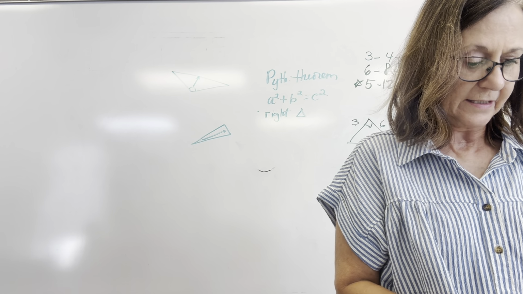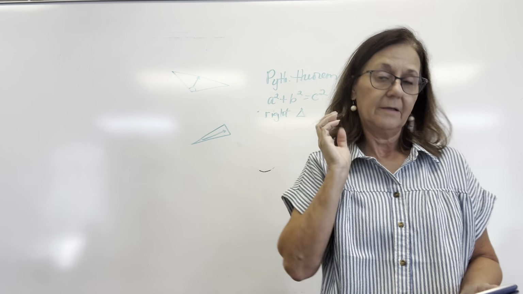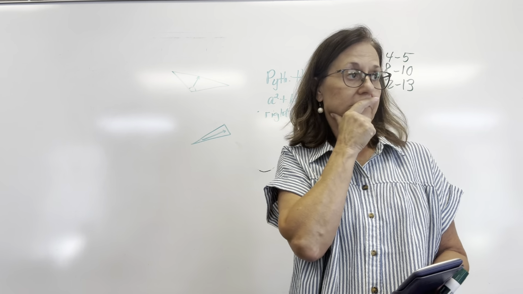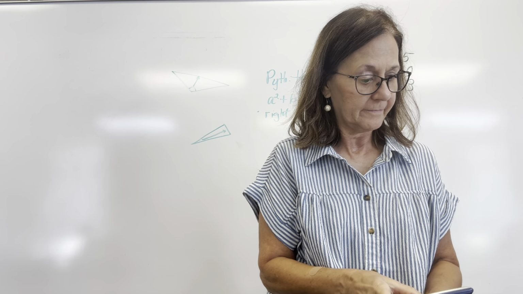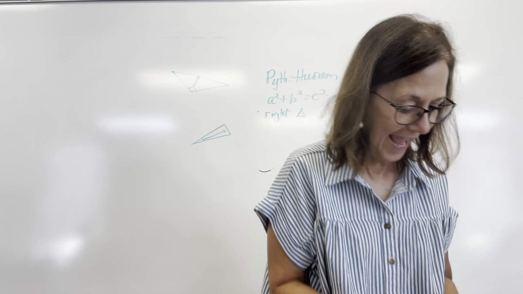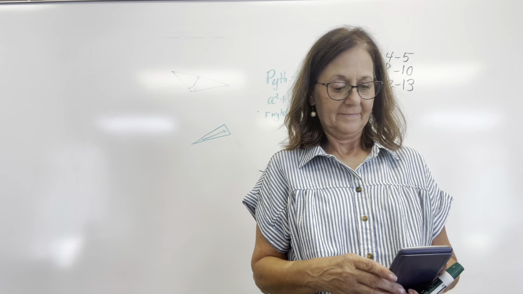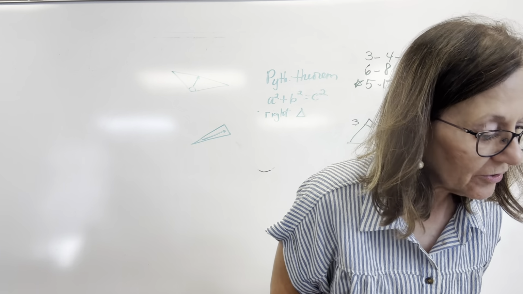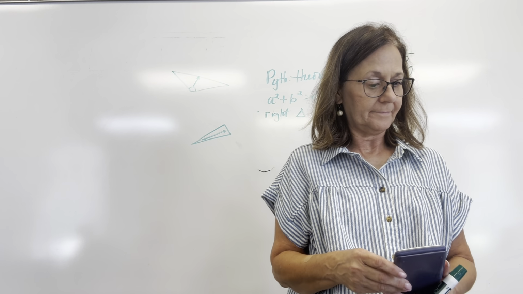For 10, everybody do 10. See if that's what she gets. You got square root of 58. Is that what you get? Yeah. Got it? Helen, do number 11 for us. Square root of 53.